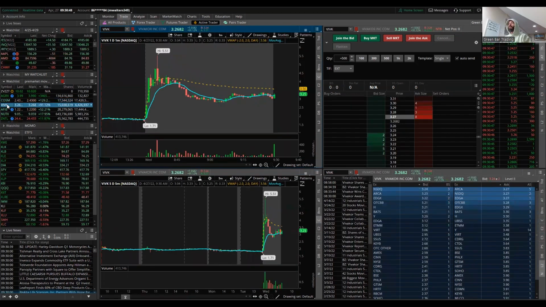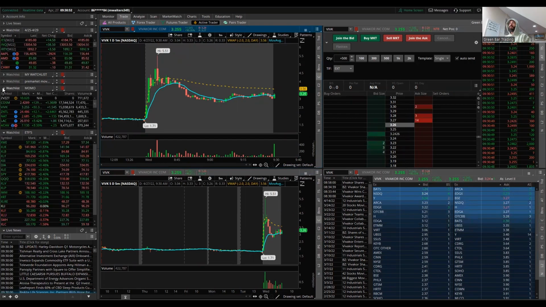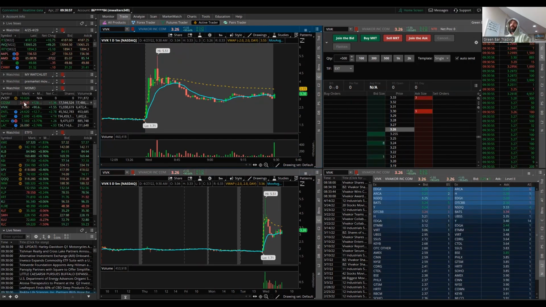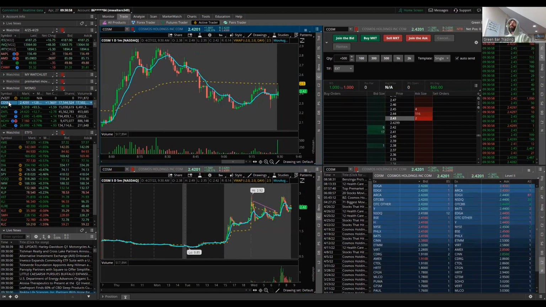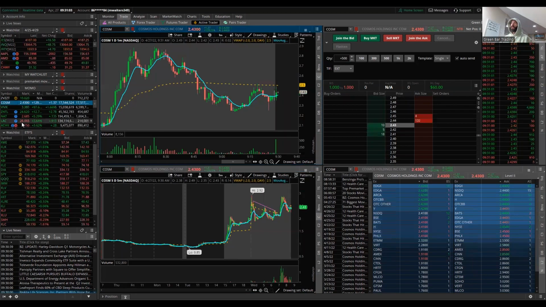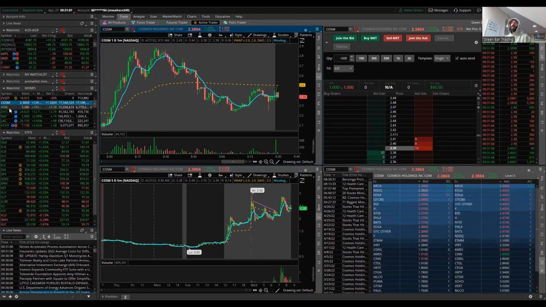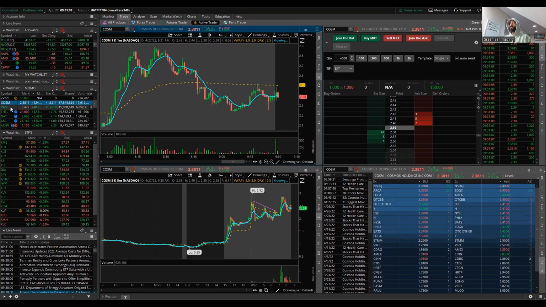Got another one moving. Here comes the Momo scanner. This is a really nice scanner to have. This is the same one that Warrior Trader uses. I also have a video of this one as well, about how to set this up in Thinkorswim for free.